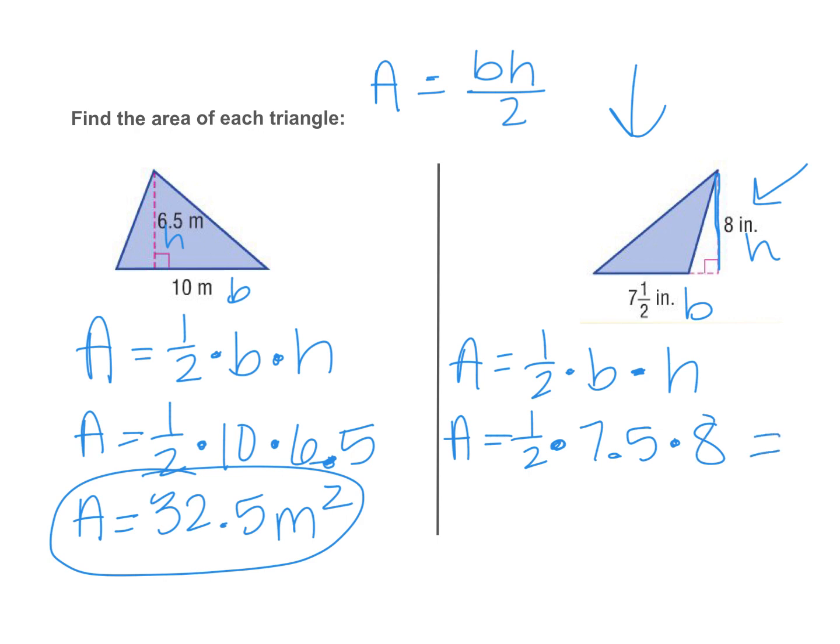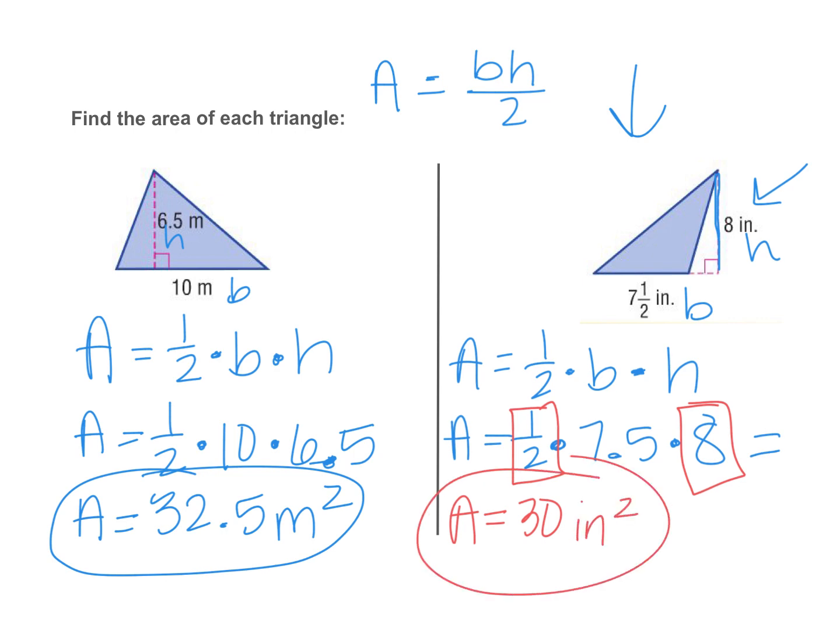And then remember, multiplication is commutative, so I can just put the whole thing into my calculator. I also could do 1/2 times 8, which I know is 4. That's easy for me to do in my head. And then I can just do 4 times 7.5, and I get A equals 30, and the label is inches, and it'd be inches squared.